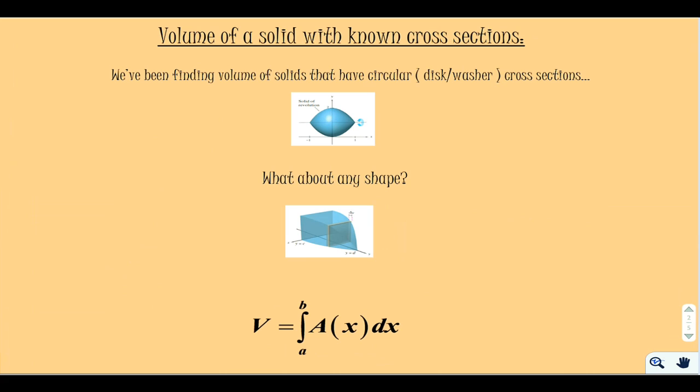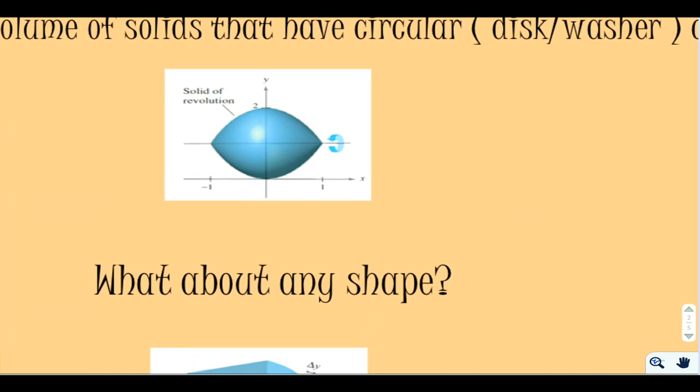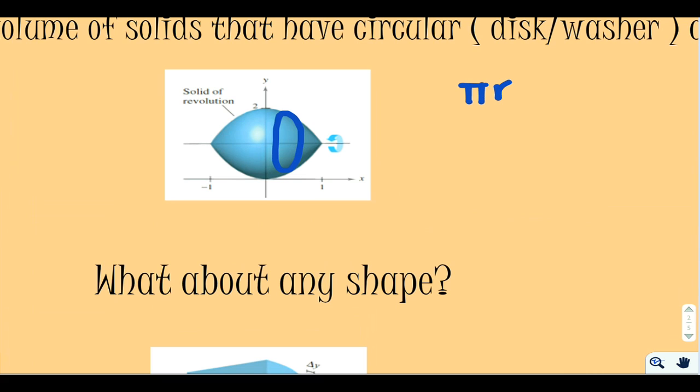Okay, so let's start talking about volumes of solids with known cross sections, it's called. We've been talking about volumes of solids of revolution where their cross sections are circular. For example, when we slice this little figure, it ends up being a little circular cylinder type of shape, right? If we wanted to find the volume of this shape, we would take the area of our little cylinder, pi r squared h, and integrate it.